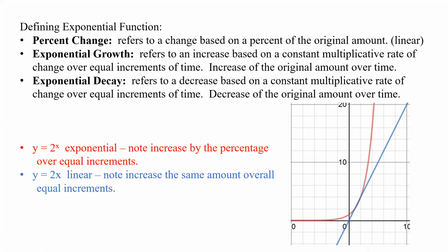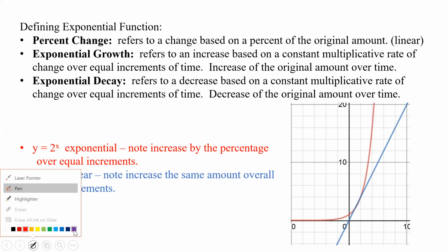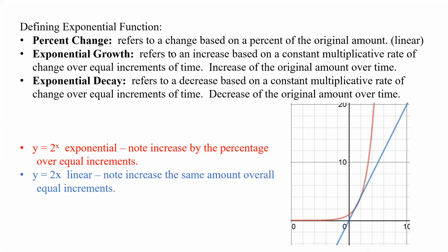How do they relate? Well, percent change refers to a change based on a percent of the original amount. And it's really going to be a linear function. So it's just going to keep going up by the same amount every time, and it's not going to change. Now, once we get to the exponential growth, that refers to an increase based on a constant multiplicative rate of change over equal increments of time. So it's going to take your original amount and increase it each time. And every time we go up, it's going to start getting exponential. So we're going to go up exponentially.